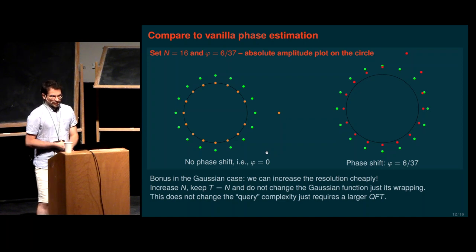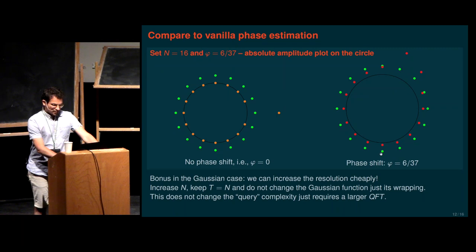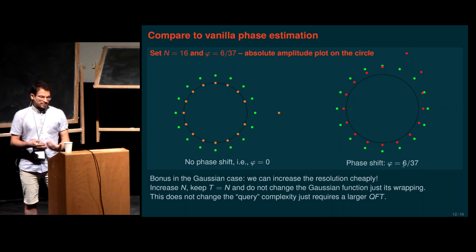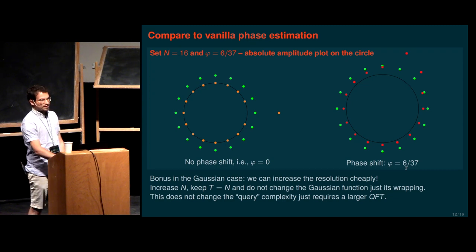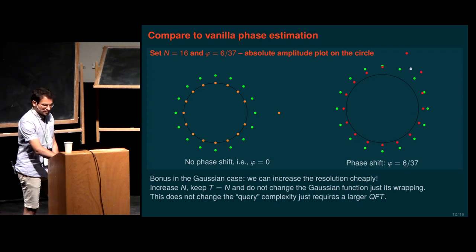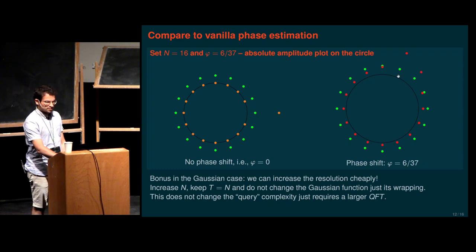And so what happens when you do apply a phase shift? So I just put here some phase which is certainly not an integer multiple of 1 over 16. And I try to see what happens. So I still prepared uniform superposition, these green dots, and I apply this phase, as in phase estimation, and then the Fourier transform. And then the red dots correspond to the output distribution, sorry, the absolute value of the amplitudes, which by squaring you get the probability distribution of the Fourier transformed vector.